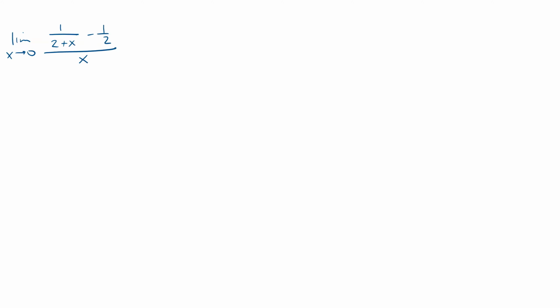We start every problem with fresh eyes, and we know that to evaluate a limit, the first thing we do is substitute. And if substitution works, then cool. So I substitute 0 in for x. I get 1/2 minus 1/2 over 0. I get 0 over 0.